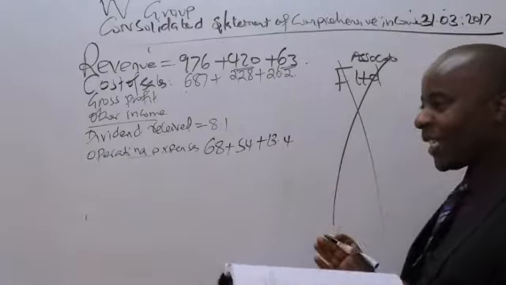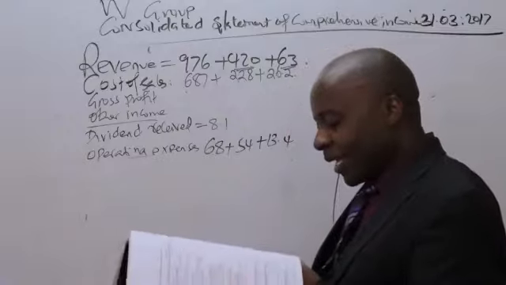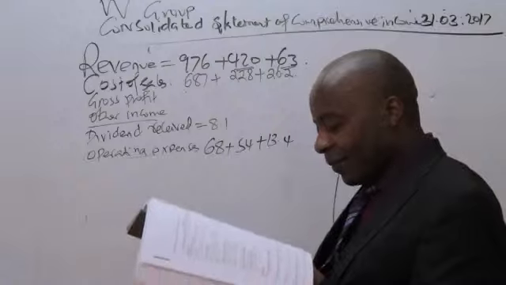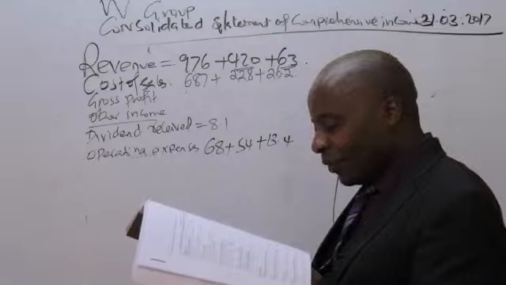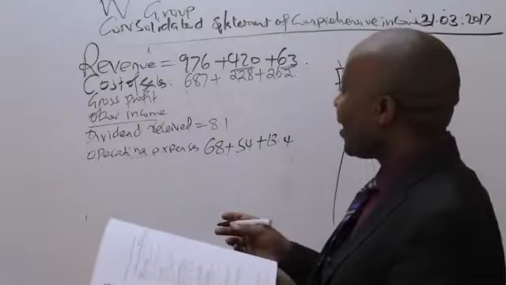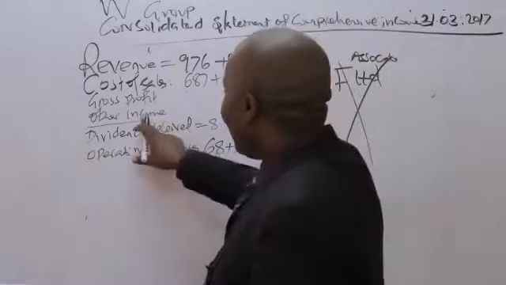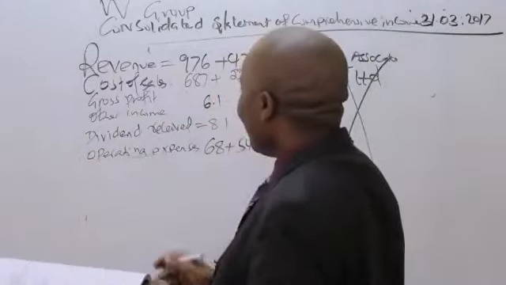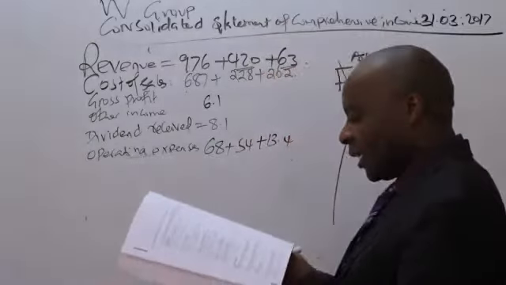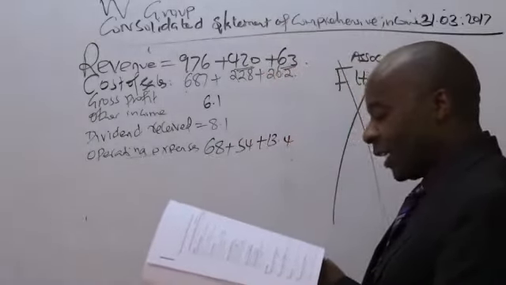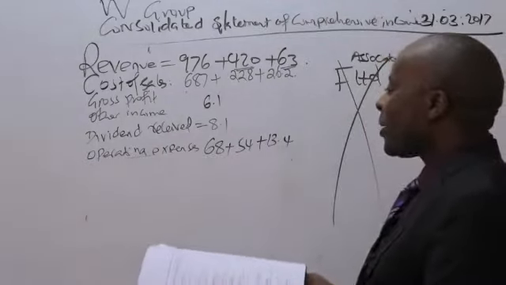Yes, other income is 6.1. And then we have dividends received, 8.1. So I'm being told that the other income is 6.1, and then we have dividend received 8.1. In most cases, the dividend received will be falling under other income. Maybe it's a typing error, but let's just go on with it. So we have operating expenses like that.